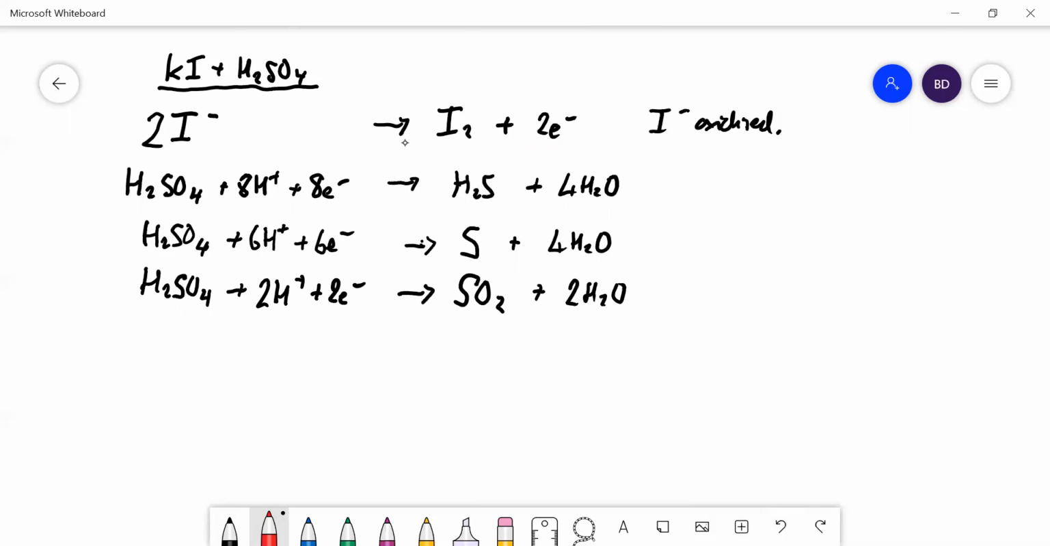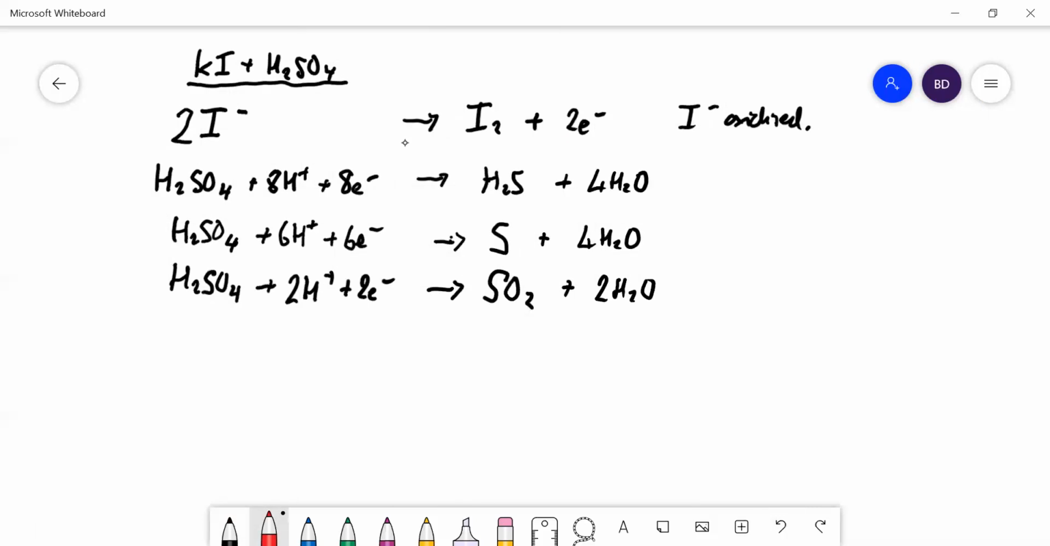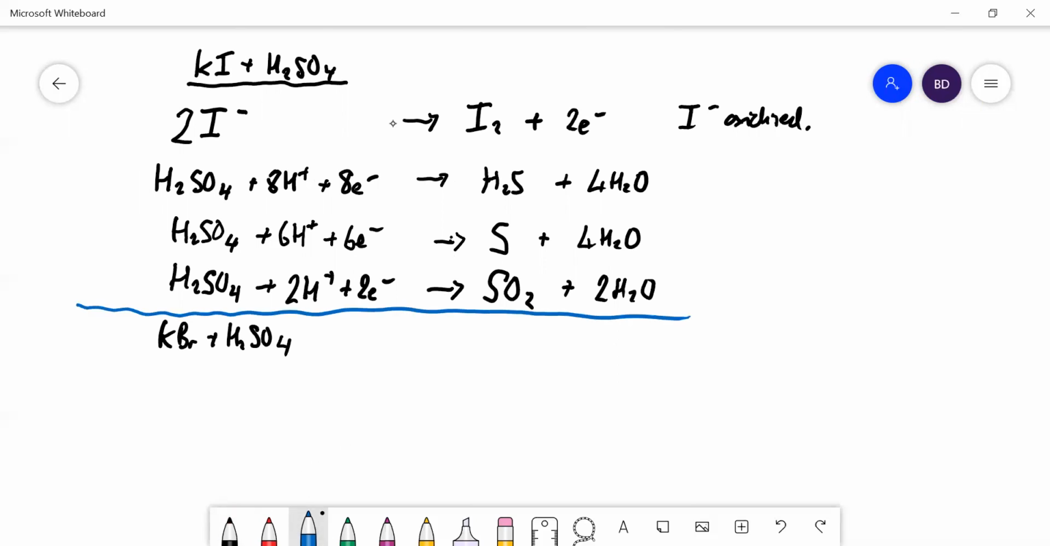Right, let's do it for the bromine one. For bromine, KBr plus H2SO4. I should draw a line under that to separate it. Now, what's going to happen there? Well, the bromine gets reduced, doesn't it?